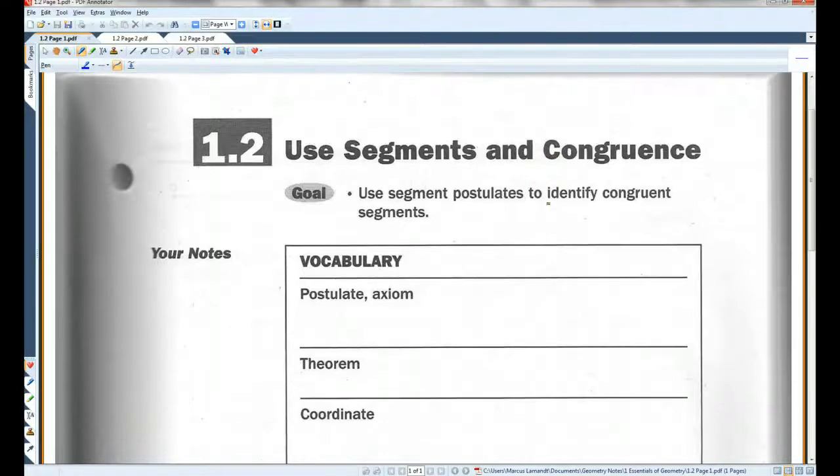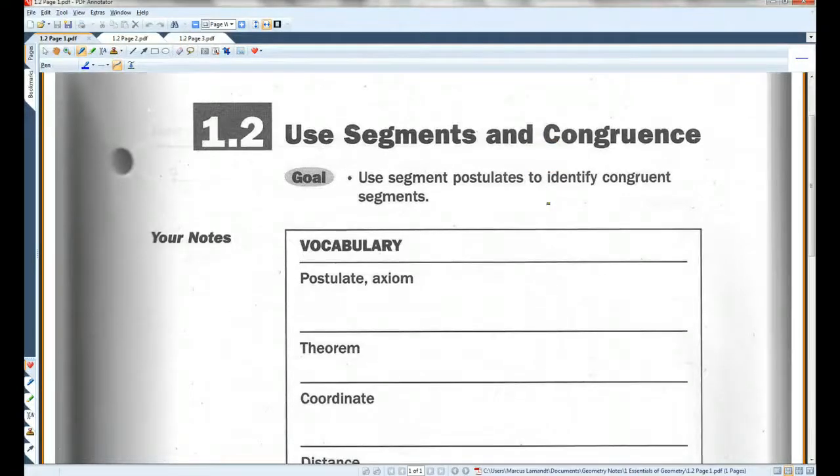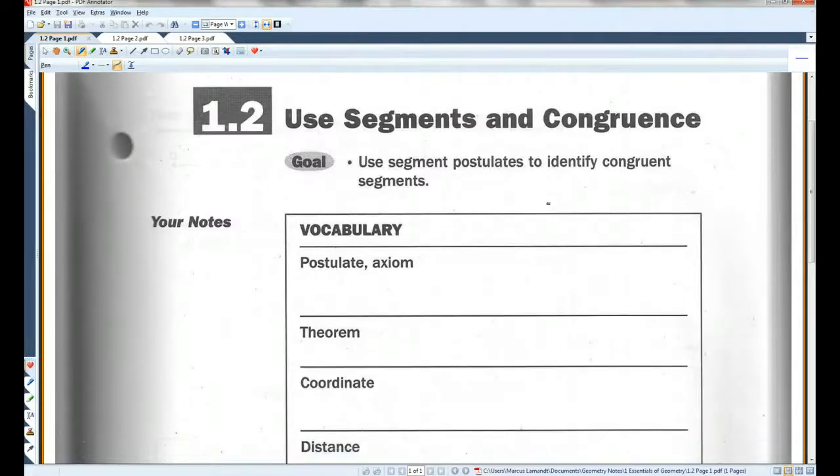Alright you guys, if you could please turn to the page in your notes that looks like this, 1.2, use segments and congruence. We're just going to go over a few vocab terms to start. Postulates and axioms. These are rules that are accepted without proofs. They're just facts that people accept even though there is no proof for them. On the contrary, a theorem is a rule that can be proved.